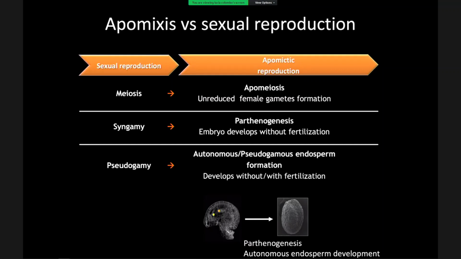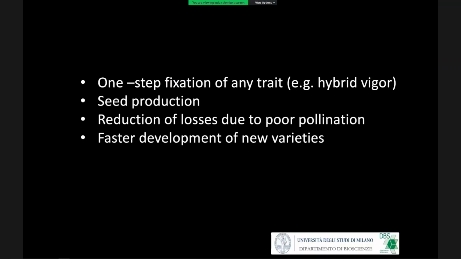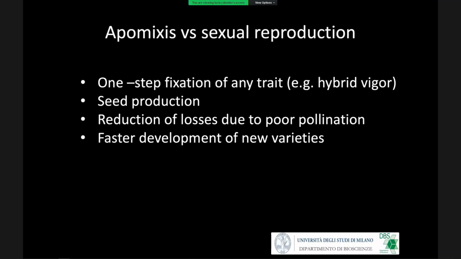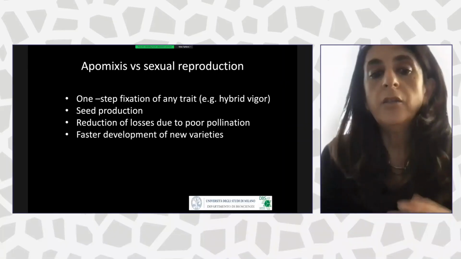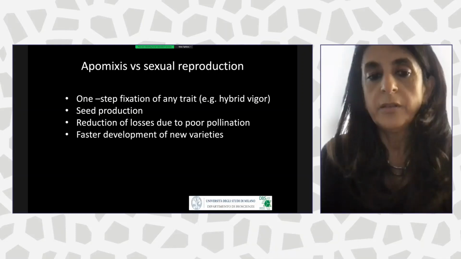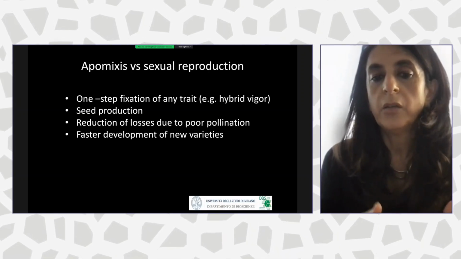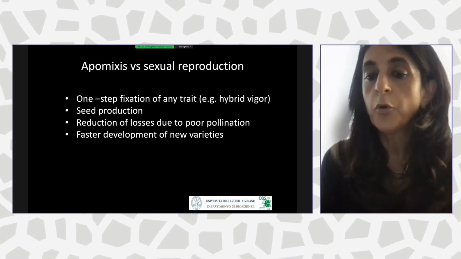This is an extremely important reproductive strategy, not only for seed production, but also because it's a method to have one-step fixation of any trait. It is a method to get faster development of new varieties, and it is also important to reduce the losses from poor pollination.